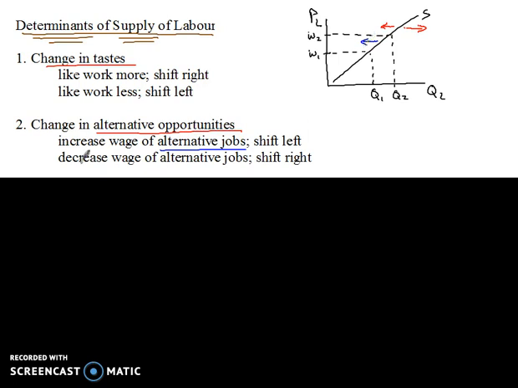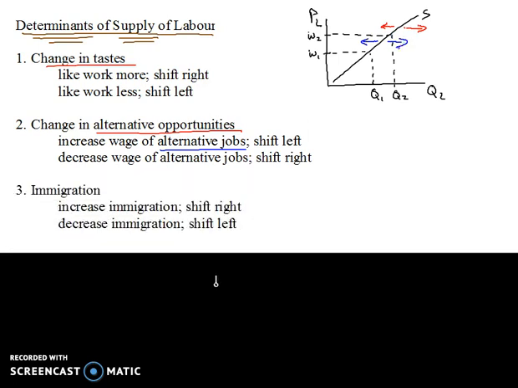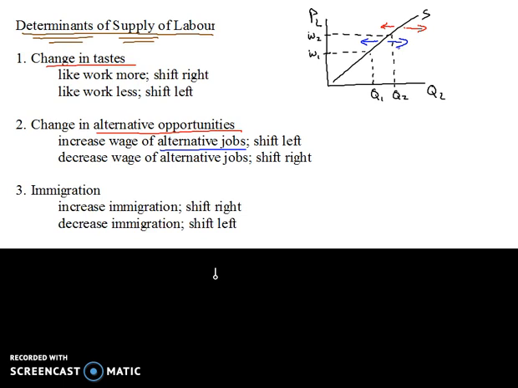But if you got a decrease in the wages of alternative jobs, such as financial advisors, well, then maybe some financial advisors would want to go become econ teachers, and that would cause the supply of econ teachers to shift to the right. And then finally, the third determinant would be immigration, and this one's pretty straightforward. If you increase immigration, then there's going to be more workers coming into the country, and that will cause the curve to shift to the right.